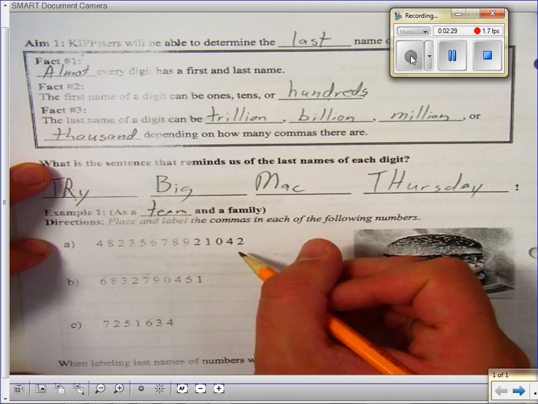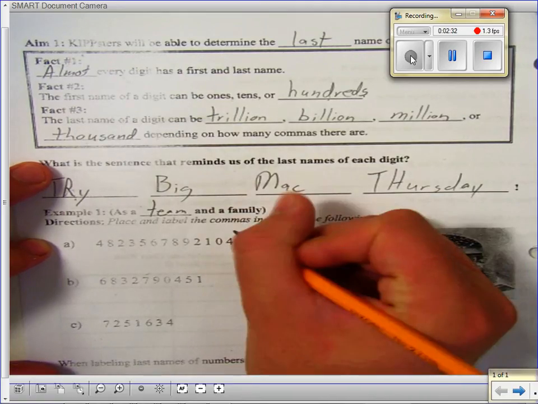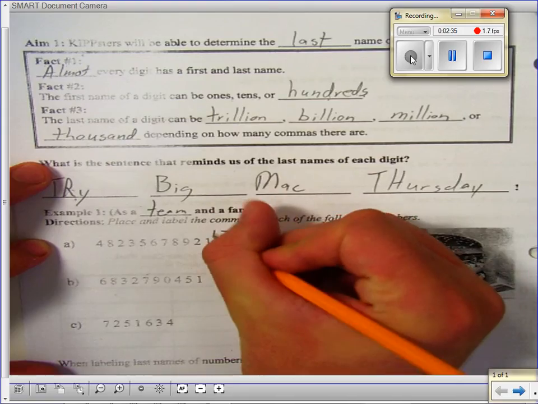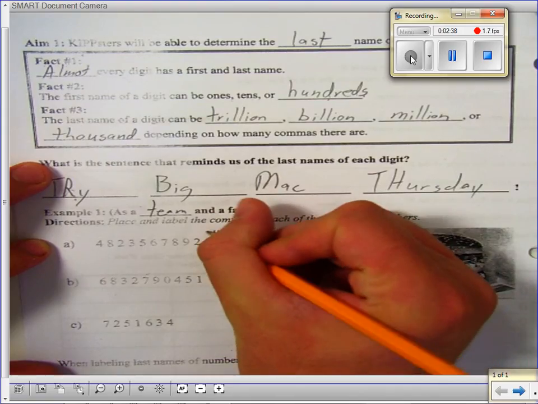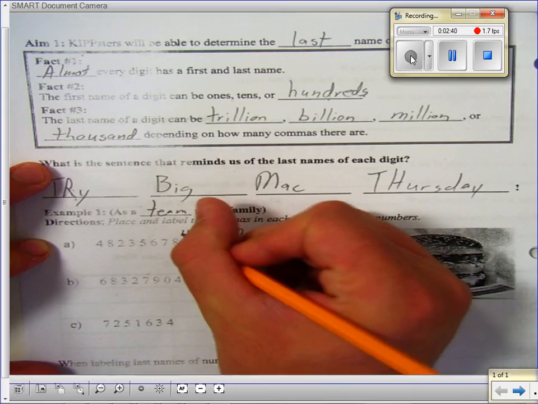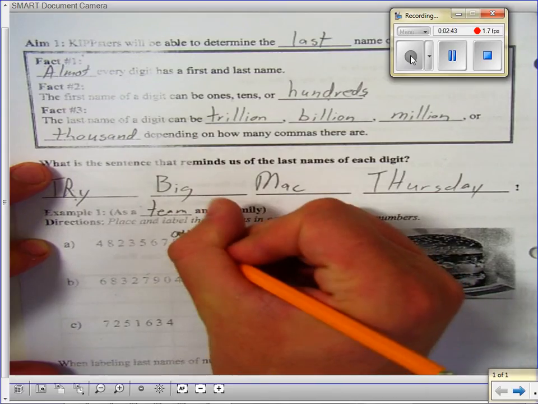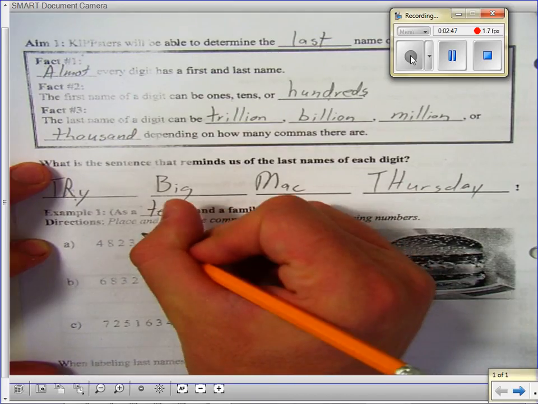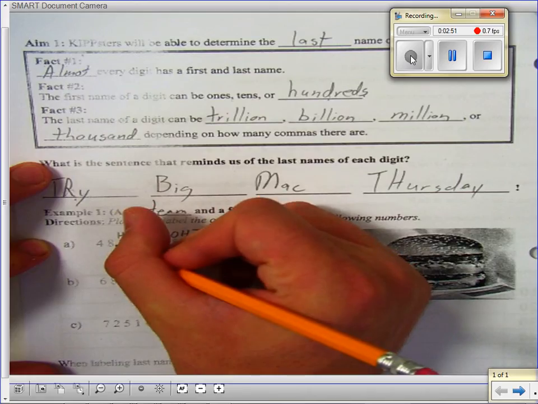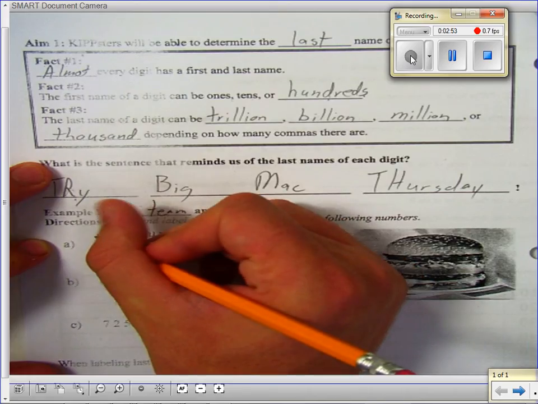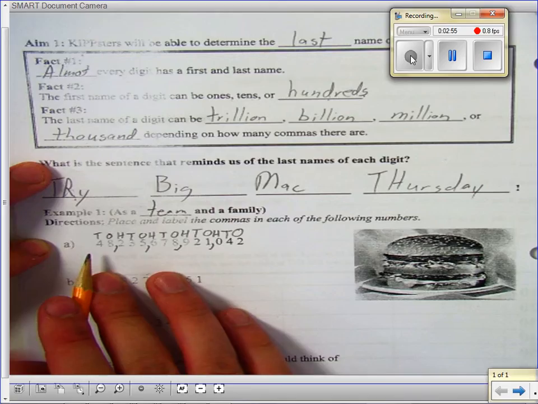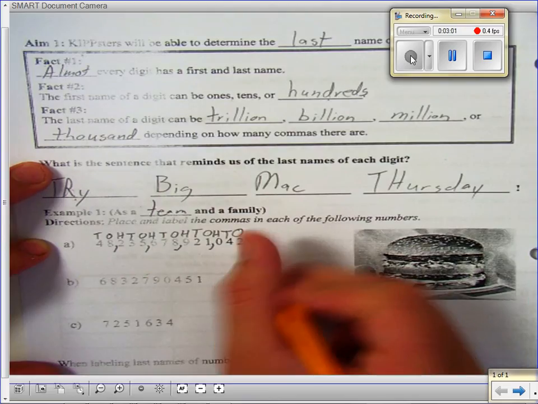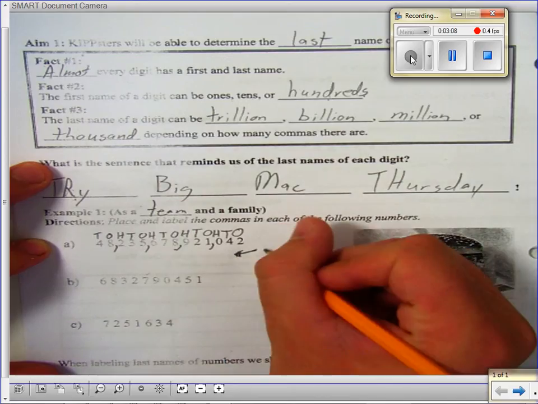Remember from last week, the way that we place the commas is ones, tens, hundreds, hook, ones, tens, hundreds, hook, ones, tens, hundreds, hook, ones, tens, hundreds, hook, ones, tens. Notice that the commas occur after every 3 digits. I'm putting my arrow here that reminds me to start on the right and go to the left.